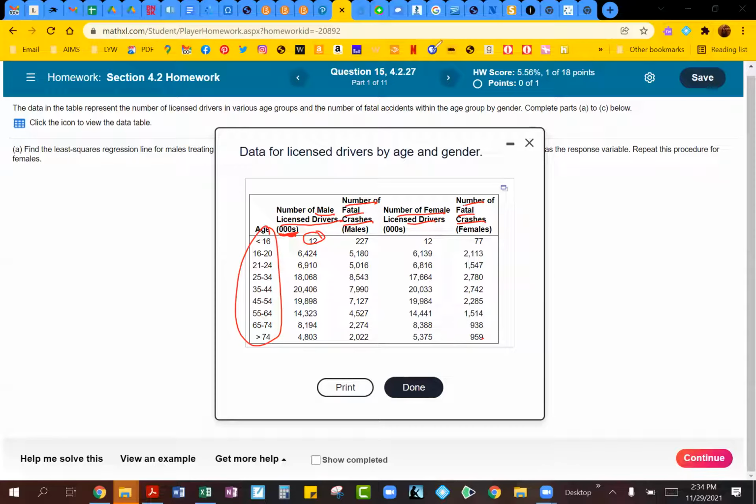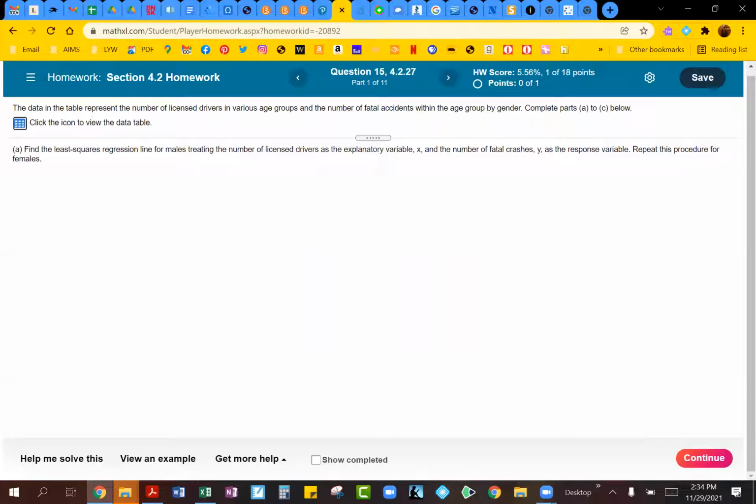So the first part they're asking us here is, let's close this for now. They actually directly start out by asking us to find the least squares regression line for males.